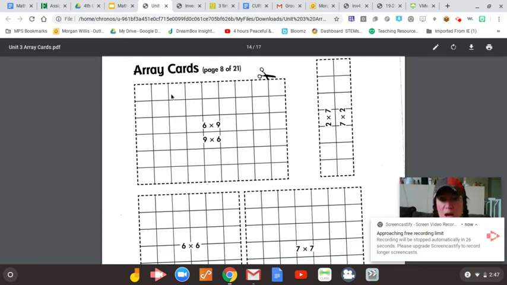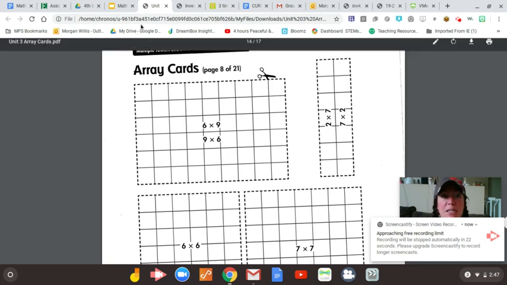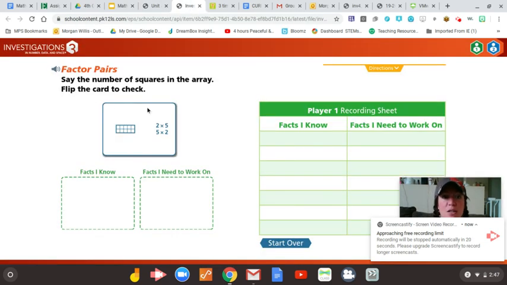Normally, we would have these array cards, and they would be laminated and cut out for you, but instead, you're going to have these cards here. This card right here shows the array 2 times 5 or 5 times 2. Remember, it's the same thing. What you'll do is decide, is that an array that I know, or is that one that I'm still working on? And it's okay if you don't know it. Sometimes I, as a teacher, still have to stop and think, wait, what is this one again?